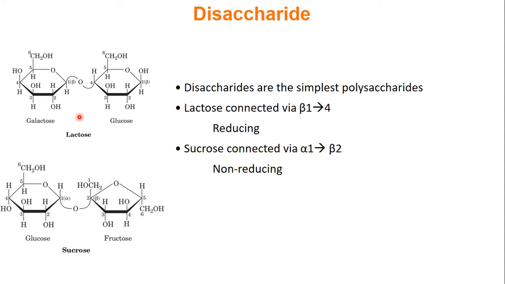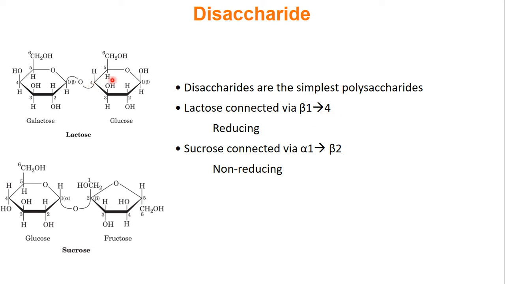Now when we talk about the linkages between disaccharides, we have a naming scheme. First, if it's an anomeric carbon, we'll say if it's alpha or beta. So here in lactose we have beta 1. Then we say what it's connected to. It's connected to carbon 4 of glucose, so it's beta 1,4.